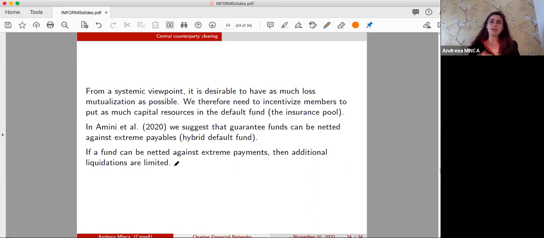So what we have suggested in our research is that guarantee funds can be netted against extreme payables. This means if there is an extreme payable, then we can treat these guarantee funds or default funds as upfront payments. Of course, this is not for the usual liability or for the daily margining. This would be the liabilities under an extreme event. And the idea would be that we would not need to have additional liquidations, right? Because if you have large payables, it's very unlikely that one has the cash. So they will have to liquidate part of the assets, thereby creating a lot of instability. So if we allow banks to use the already posted funds and net against extreme payments, then additional liquidations are limited.